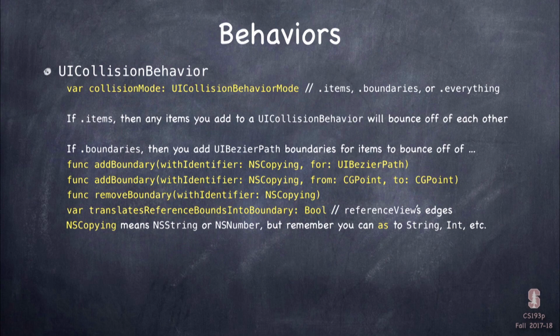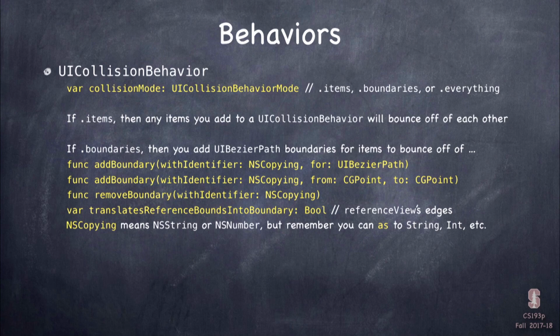And there's a really cool var in there. This thing, second from the bottom there, translatesReferenceBoundsIntoBoundary. If you set that to true on a collision behavior, then your reference view's outer edges will become a boundary, which is common because you've got things bouncing around in your reference view, they'll stay mostly inside.